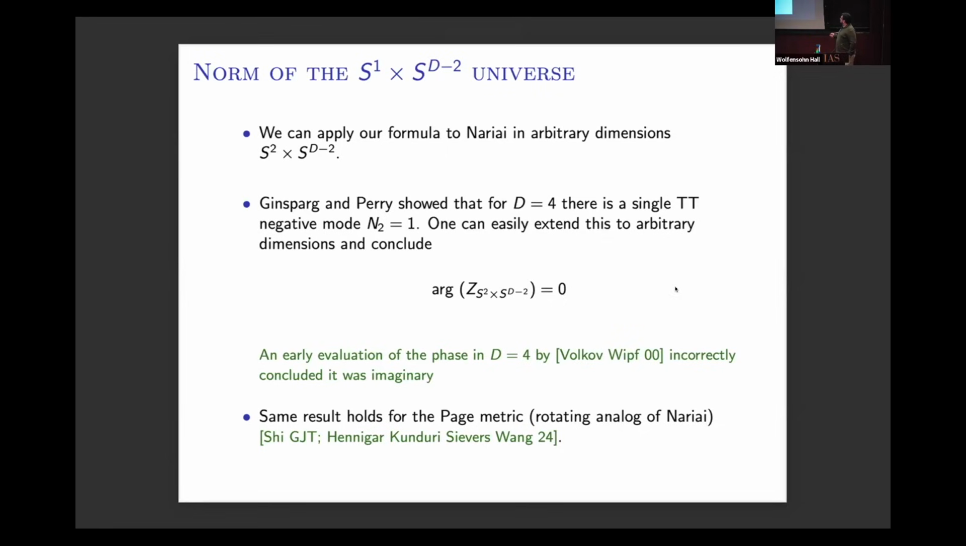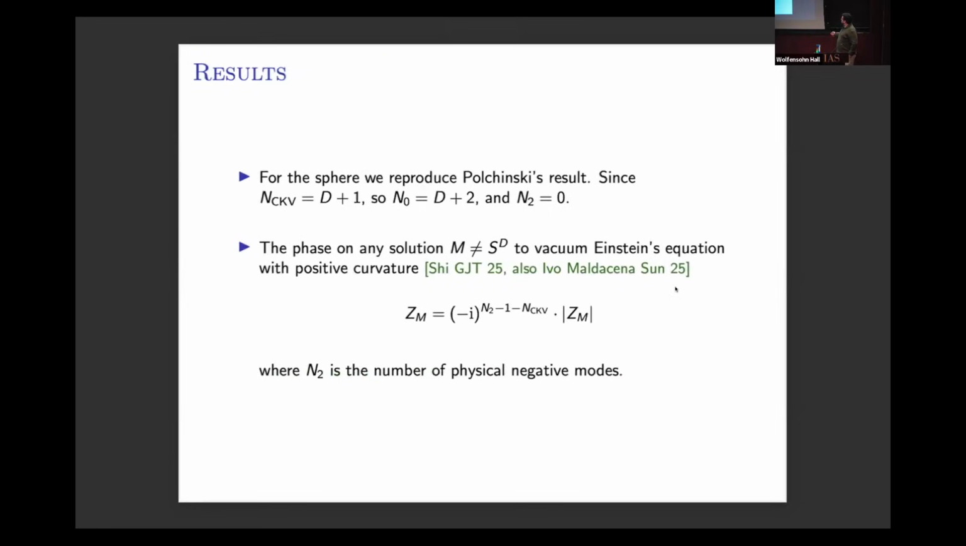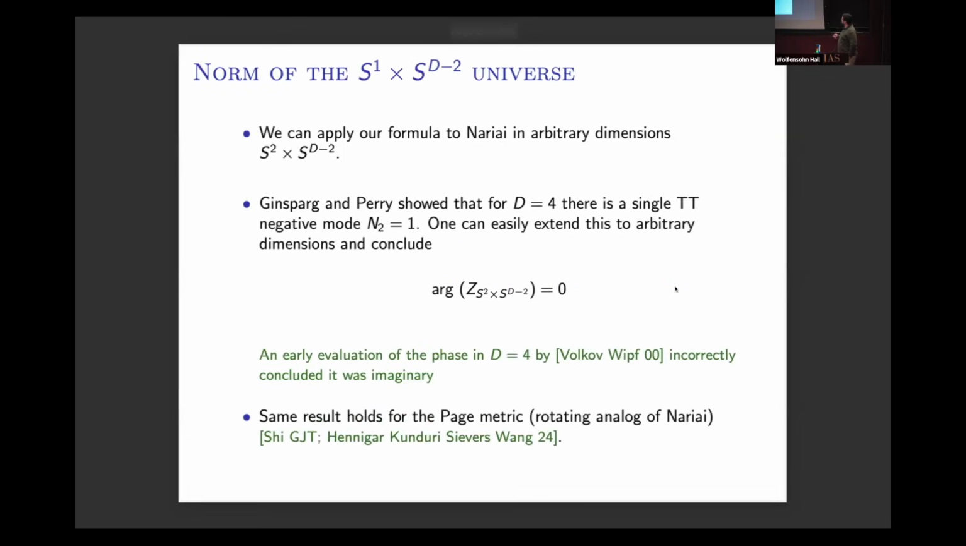So then, because N2 is equal to 1, and there are no conformal Killing vectors, the phase becomes trivial, and the argument of the partition function on S2 cross SD minus 2 becomes just real and positive. Let me mention there was a paper by Volkov and Wipf a long time ago, which tried to do this and incorrectly concluded that it was imaginary. So their paper was very useful, but we believe that this is the correct answer.